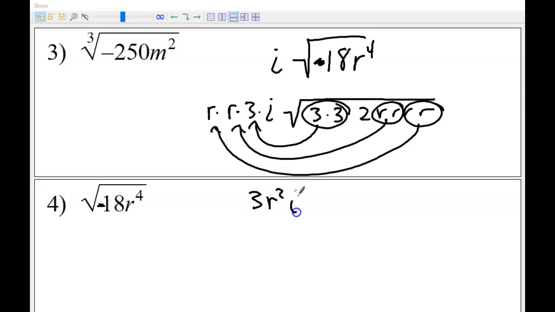Oh, I put it in the wrong order. The i's kind of last. It doesn't really matter, honestly. But this is the order that you would see on a multiple choice test. They usually put the imaginary number right in front of the square root, then the variable comes after the coefficient.